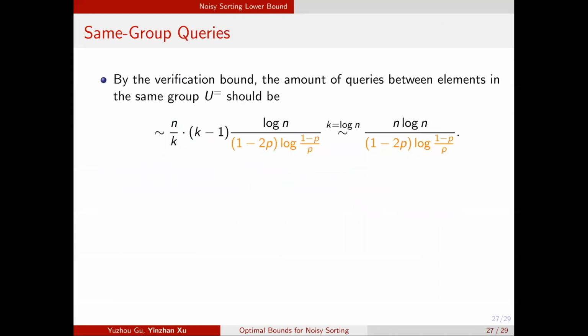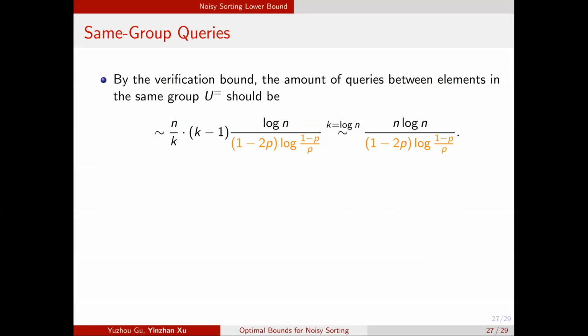Now we have a lower bound for the number of queries A makes between elements not in the same group. Now we consider how many queries A has to make for elements in the same group. And this is essentially the idea of the replication bound. In order to just verify whether an array is sorted, we have to compare each pair of adjacent elements, and each comparison has to be correct with error probability less than 1 over n, essentially.